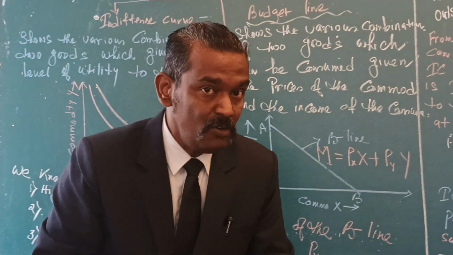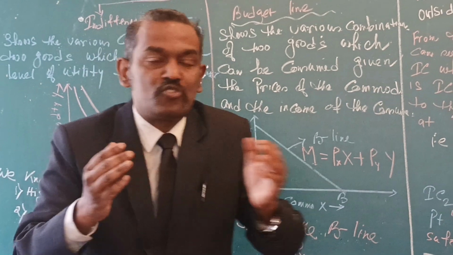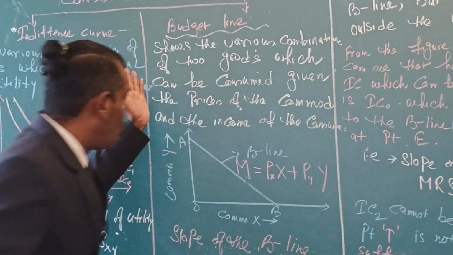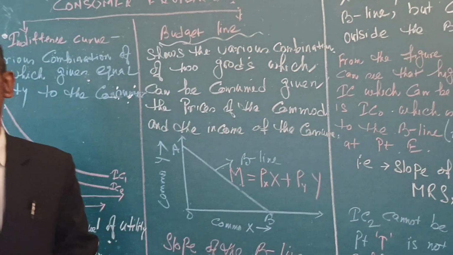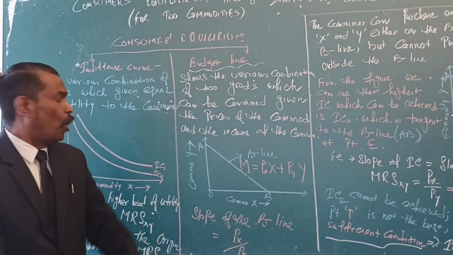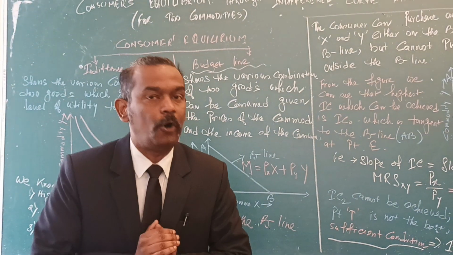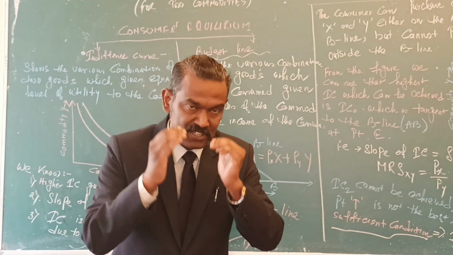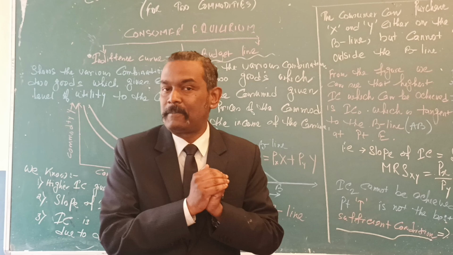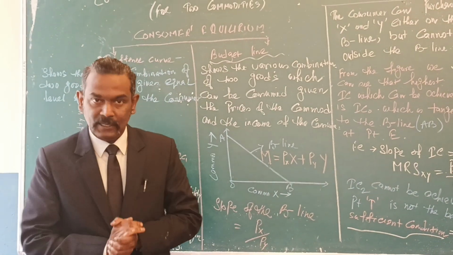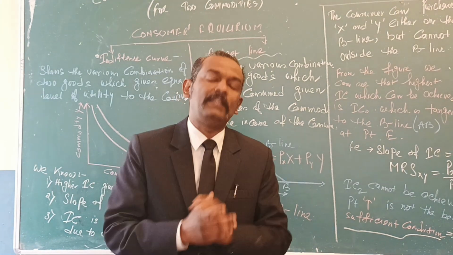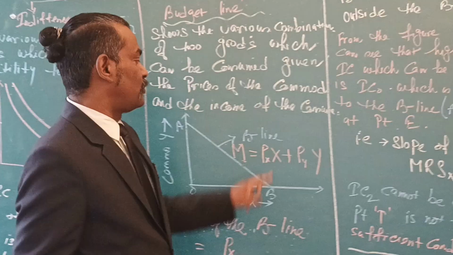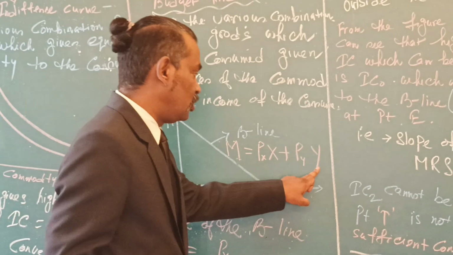So what is the budget line now? Most of you know what the budget line is. The budget line shows the various combinations of two goods which can be consumed by the consumer given the prices of the commodities and the income of the consumer. Suppose, for example, the income of the consumer is M, the price of the commodity X is Px and the price of the commodity Y is Py.